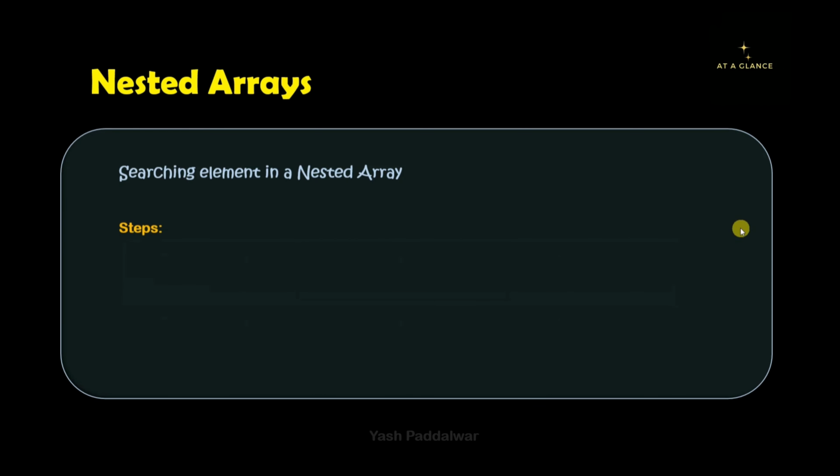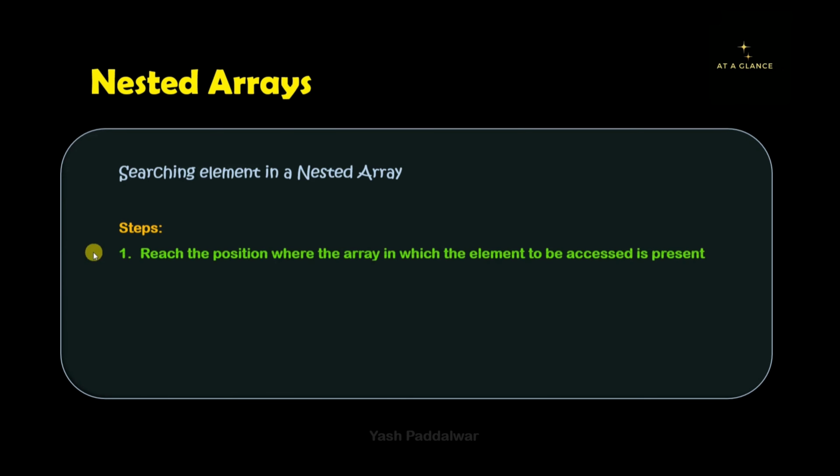So let's have a look at the steps from which we can perform this particular operation. Since the element is located inside the nested array, the first step is to reach the location where the nested array is located inside the entire array. Once we reach that location, we need to search for the element inside that nested array. So first reach the nested array and then look for the element inside it. Now you can loop through step 1 multiple times if you have multiple nested arrays inside the outer array. I hope these steps are clear to you all.